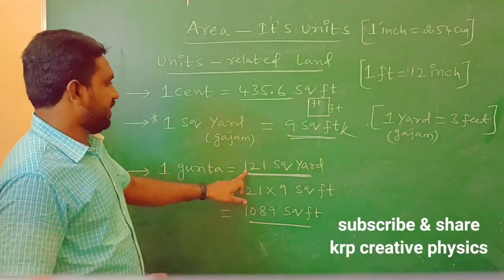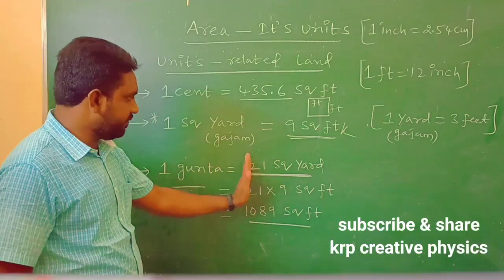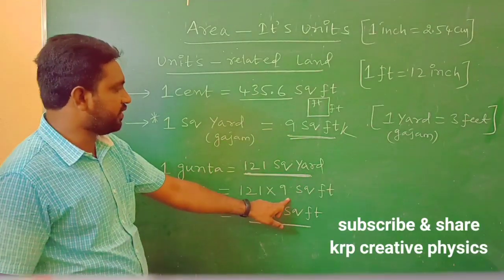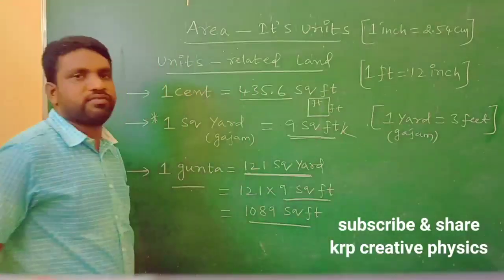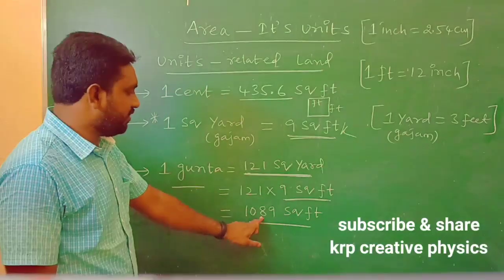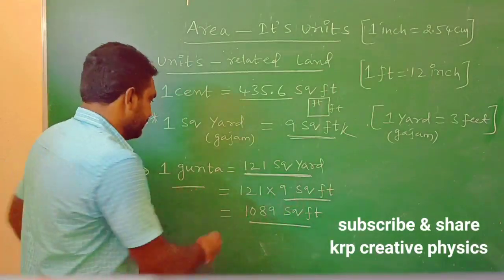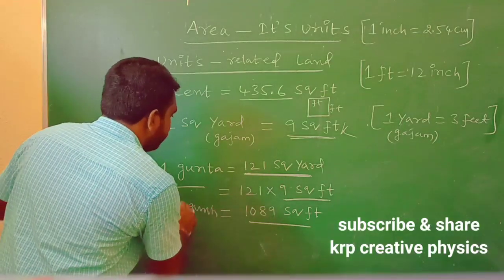It can also be written as, just now we know that 121 will be on this side. 1 square yard equals how much? 9 square feet. Instead of square yard we can write 9 square feet, substituting that value. So 121 into 9 becomes 1089 square feet. This is very, very important. 1 gunta equals how many square feet?